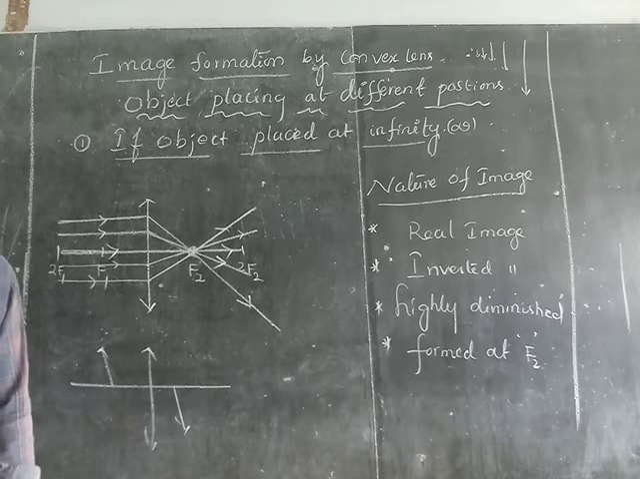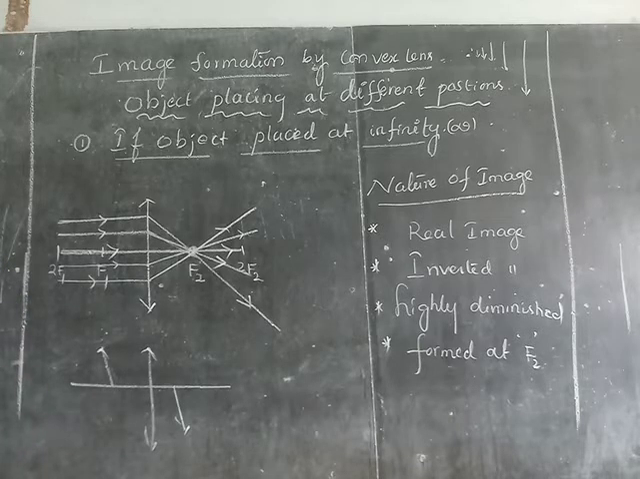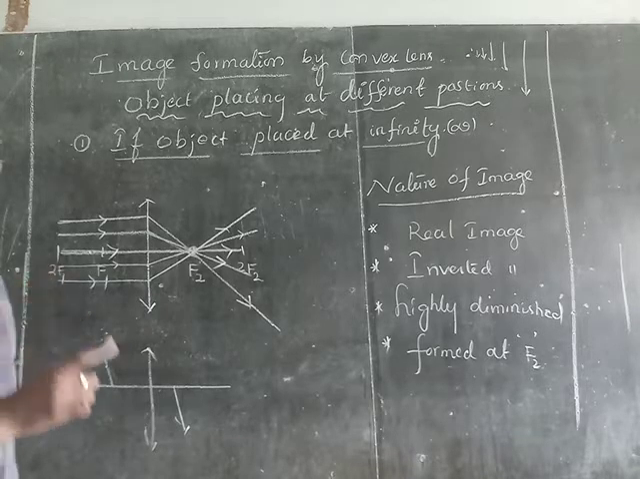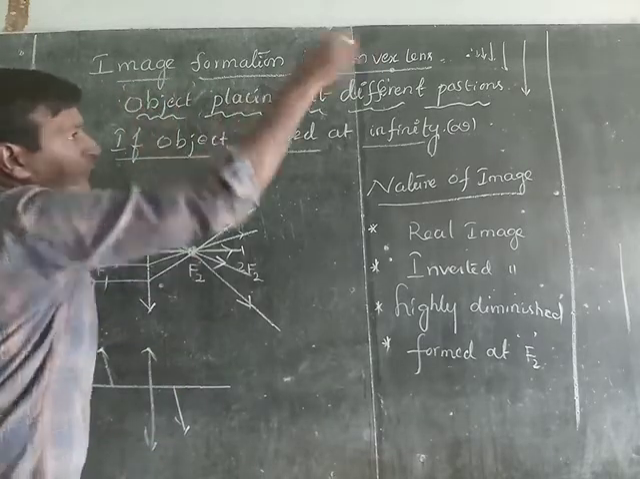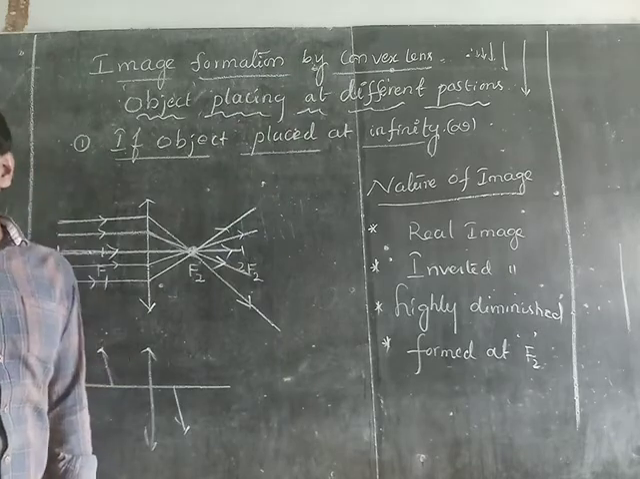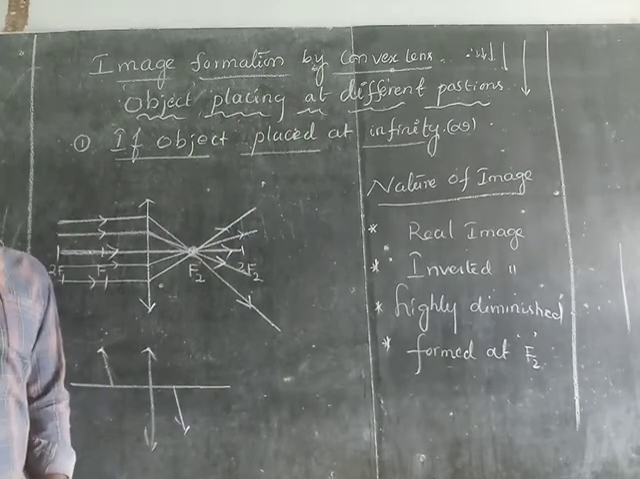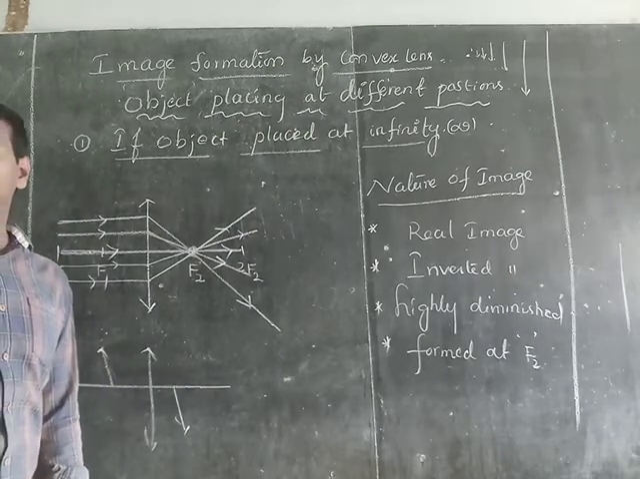So, look at me once. Today we are going to discuss image formation by the convex lens, or converging lens, where we take the object and place it at different positions, and see how the images are formed.